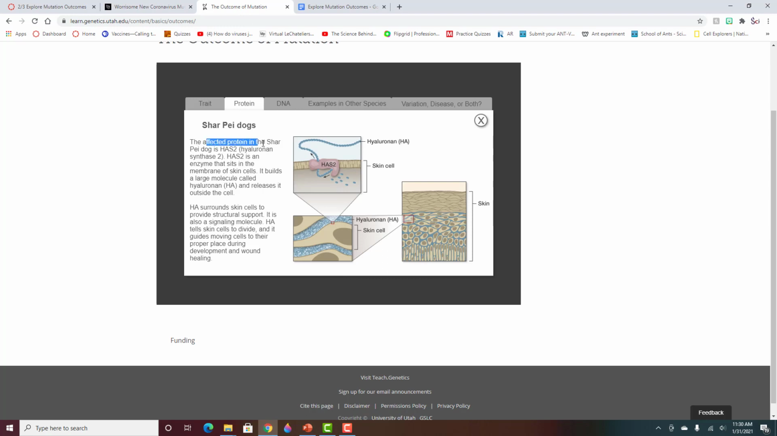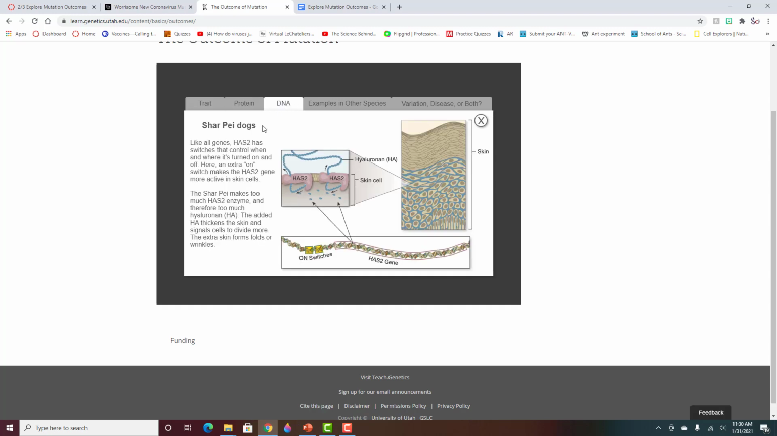So it says the affected protein in the Shar-Pei dog is HAS2. HAS2 is an enzyme that sits on the membrane of skin cells. It builds a large molecule called hyaluron and releases it outside the cell. HA surrounds skin cells to provide structural support. It's also a signaling molecule. It tells skin how to divide, and it guides moving cells into their proper place during development and wound healing. Nothing in here tells me if the protein is affected. So sometimes you have to go to the next tab, to DNA.